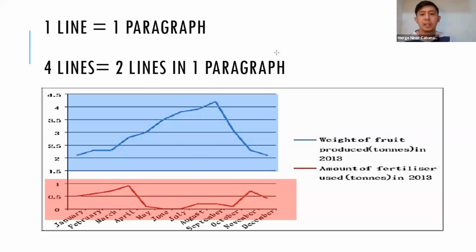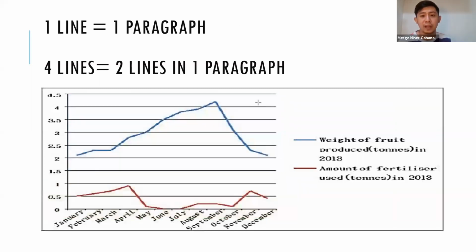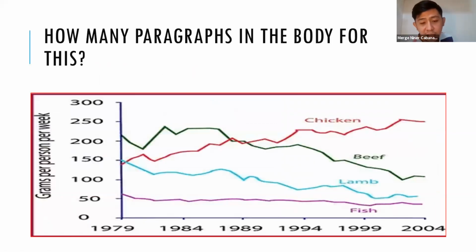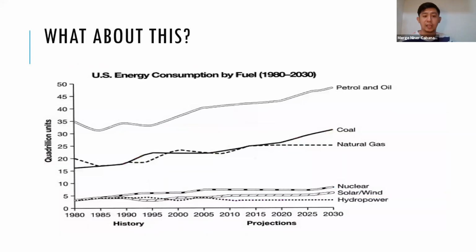Sir, what about if I see 5 lines? How will I divide my paragraphing properly? Okay, again, how many paragraphs for the body? I can use chicken and then beef first, and then lamb, fish together. Okay, so that will be a total of 2 paragraphs.